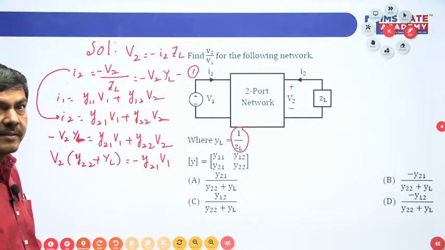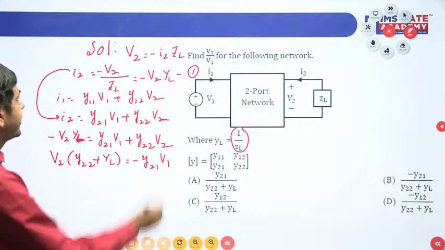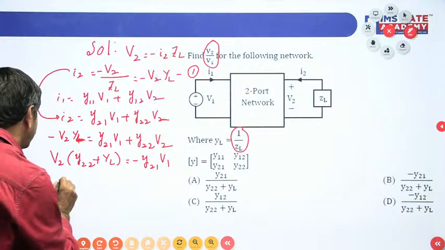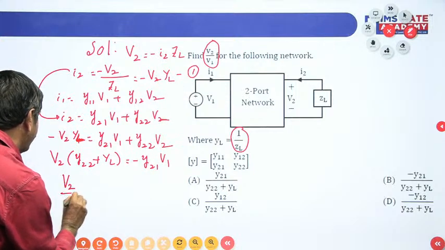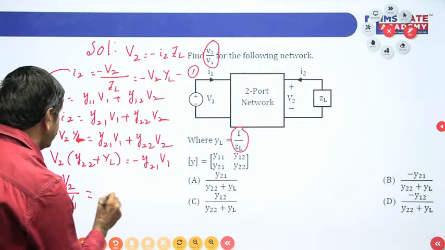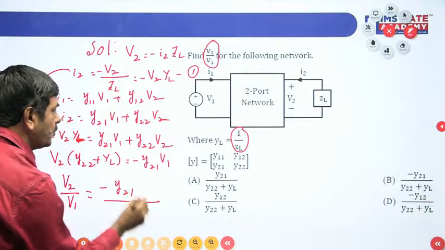Finally, what ratio is required? The V2 by V1 ratio is required as per the given problem. So I can find V2 by V1 here. That equals minus Y21 by Y22 plus YL.